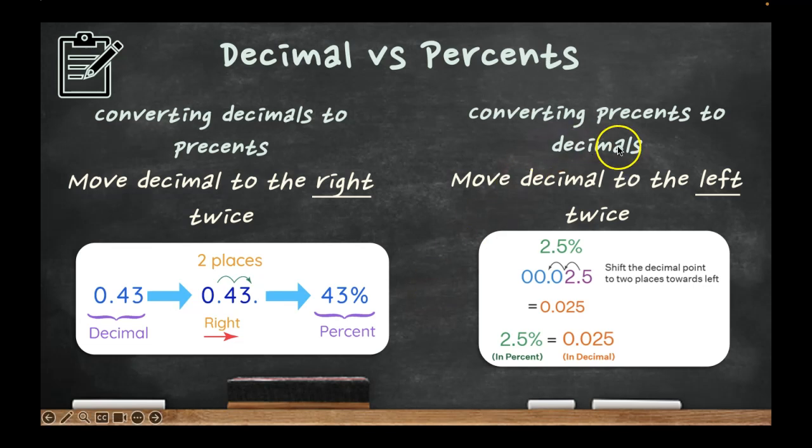If you convert a percent to a decimal, you need to take that decimal and move it to the left twice, or another way of saying it is dividing it by 100. If you're going to convert a decimal to a percent, you need to take the decimal and move it to the right twice.